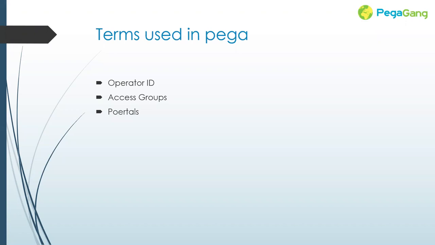And the other one is portals. A portal is the workspace of an operator. When any operator logs in, what he sees in the UI is nothing but a portal. The portal of a manager is different from a clerk. They have different views. The manager may have a dashboard where he can see how many tasks the clerk is performing, how many tasks the supervisor is performing. The same dashboard is not available for supervisors or clerks. That means the portals for manager, clerks, and supervisor are different.